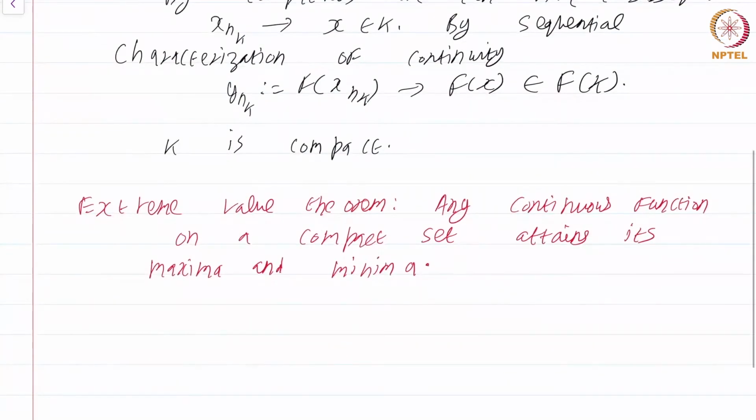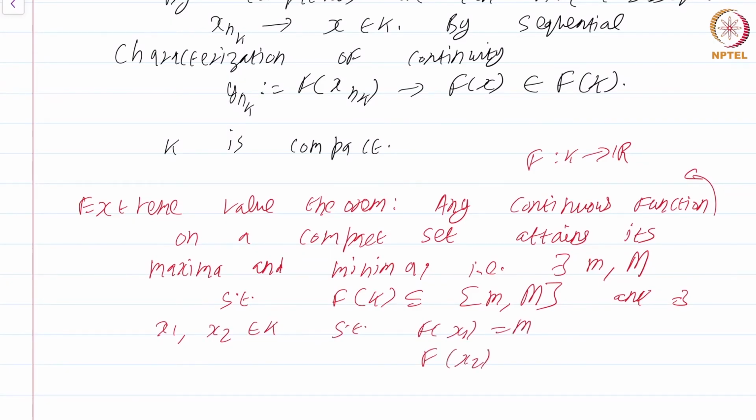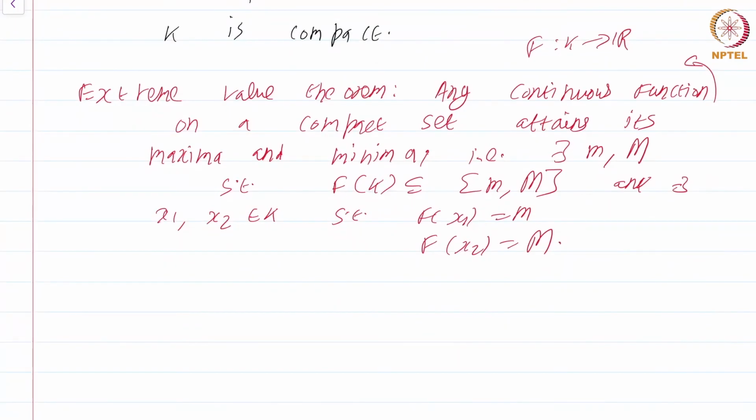To elaborate on this, let's give this function a name, f from K to R. There exists small m, capital M such that f of K is contained in the closed interval [m, M], and there exists x_1, x_2 in K such that f of x_1 is small m and f of x_2 is capital M. This is an elaborate version of saying that a function on a compact set attains its maxima and minima. Why is this an immediate consequence of the previous theorem?